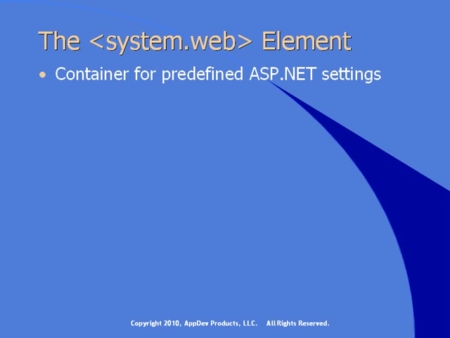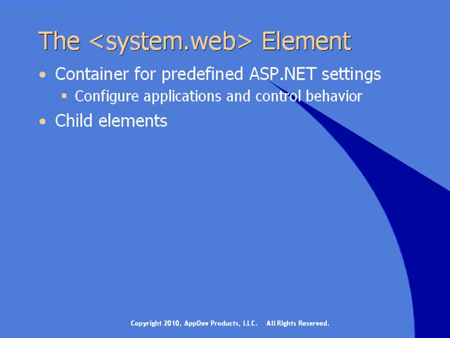The system.web element acts as a container for the predefined ASP.NET settings. As you're developing an ASP.NET application, you're likely to spend a fair amount of time in this system.web section in order to configure the settings for your application. It contains various elements that configure web applications and control various behaviors. The system.web element is a child of the configuration element. The system.web element itself in turn has various child elements.